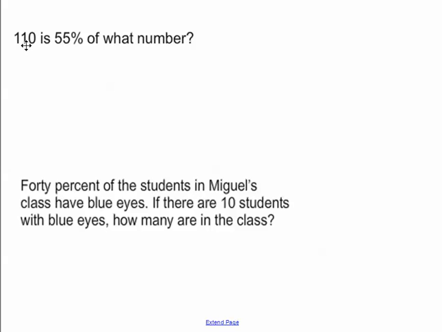All right, 110 is 55% of what number? Start with my percent. So that's 55 over 100 equals 110 is, that's my part. That's my part because I want to know what the whole is.